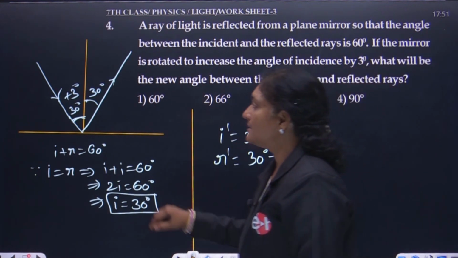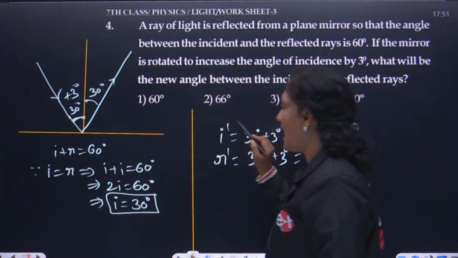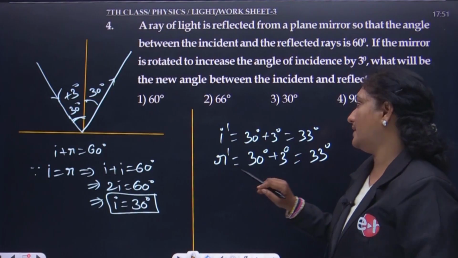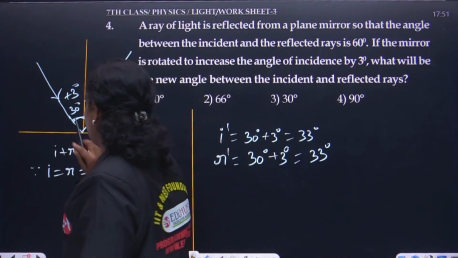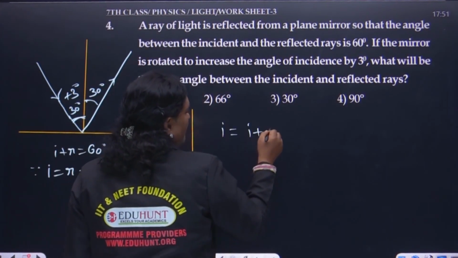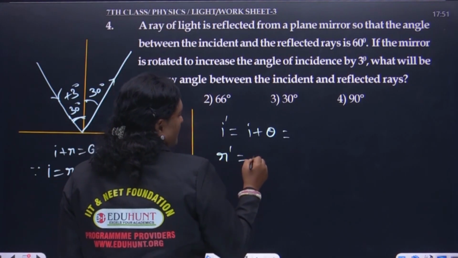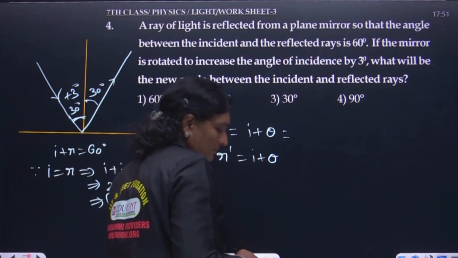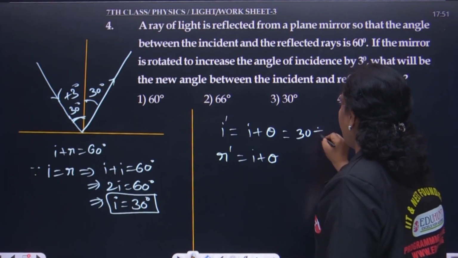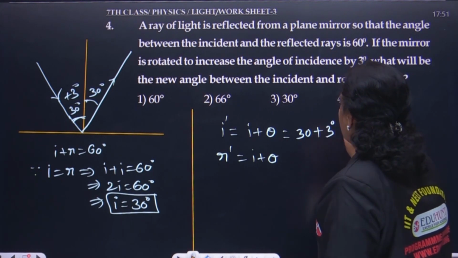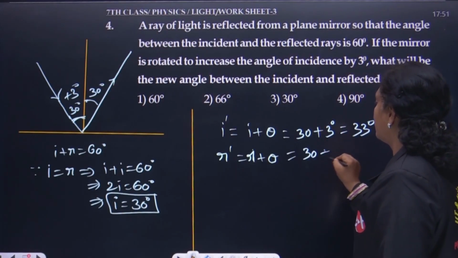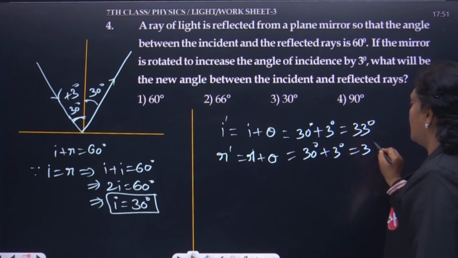Theta. That means earlier it was given that i is equal to 30 degrees and theta is equal to 3 degrees. So, is it clear? Or else I will tell you something. I dash can be written as i plus theta. R dash can be written as i plus theta. This is what we have discussed in the concept. Hence, this is 30 plus 3 degrees, that is equal to 33 degrees. This also is 30 plus 3 degrees, which is 33 degrees.